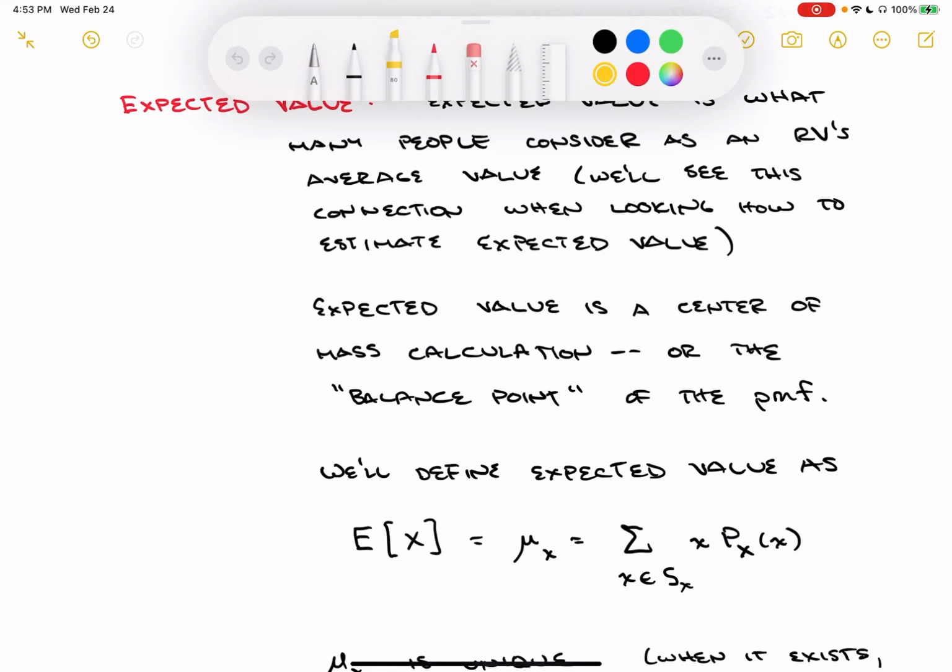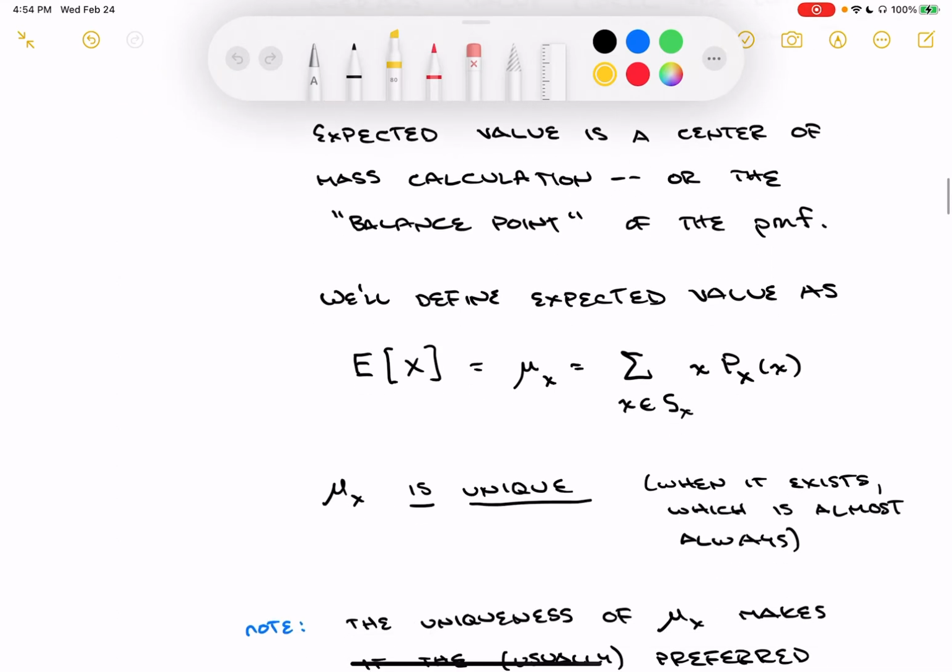If you draw your probability mass function, and you think of those mass points sitting around on that real number line, this expected value, the center of mass calculation, would be where you would put your finger underneath that real number line, so that all of those masses, all those probability mass values, would end up being balanced, right? So that the thing wouldn't fall over. Again, I'll draw a picture of that in a bit.